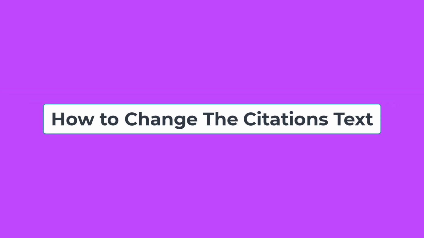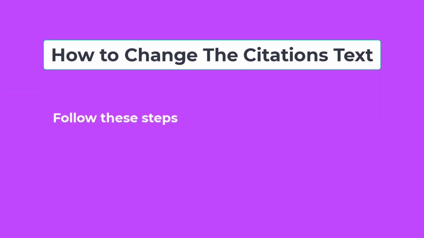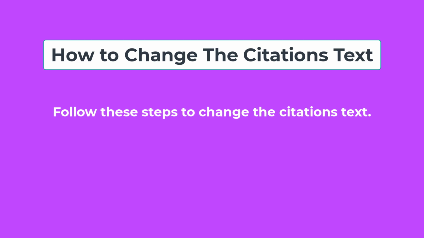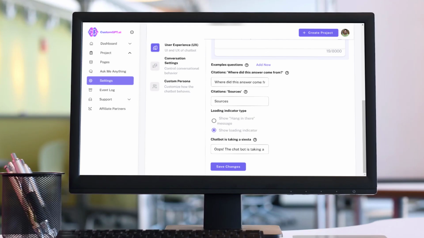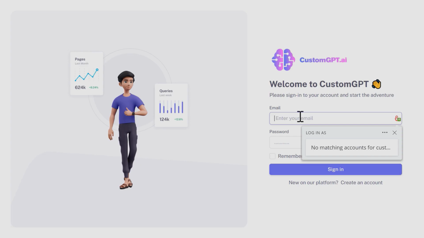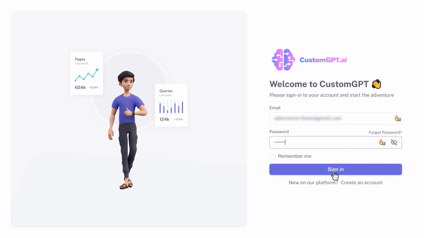How to change the citations text. Follow these steps to change the citations text. In this guide, you will learn how to customize the citations text in your chatbot. By following the steps, you can easily modify the citations messages to better suit your project's needs and enhance the user experience. Step 1. Sign in your CustomGPT account.